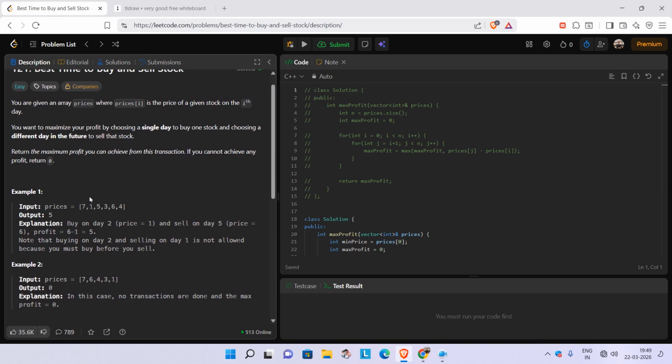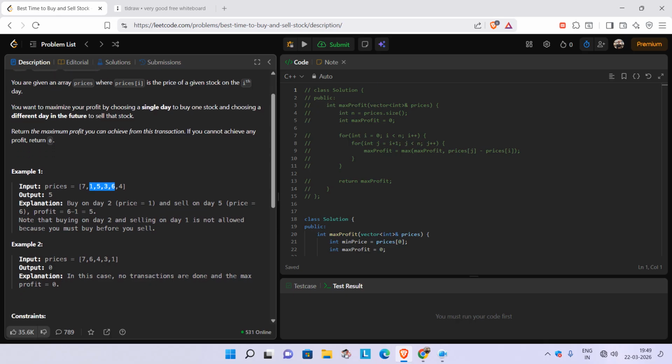First of all, since we have to maximize our profit, we want to sell at a maximum price and buy at a lesser price. So what's the optimal choice here? If we buy at day 2, at cost 1, and sell at cost 6, it gives me the maximum profit, which is 5. So that's our question.